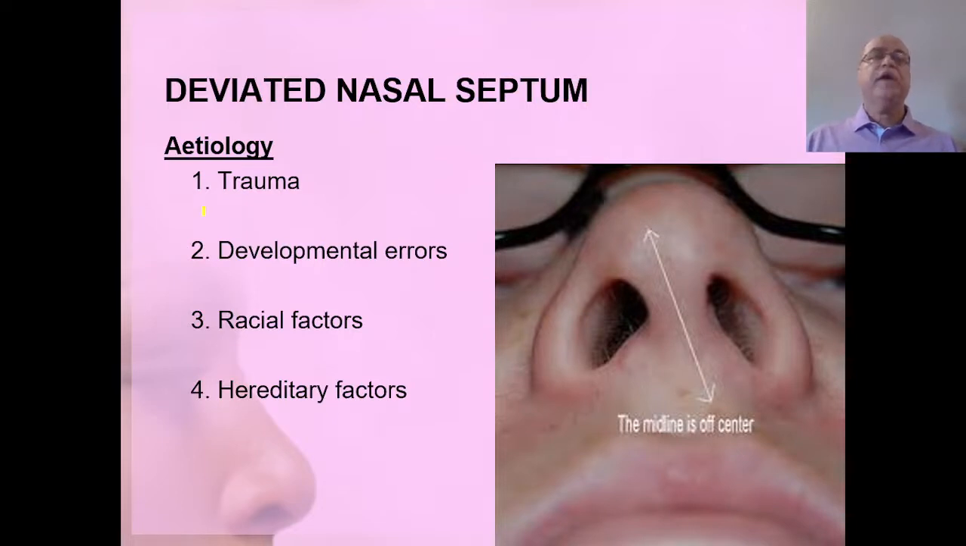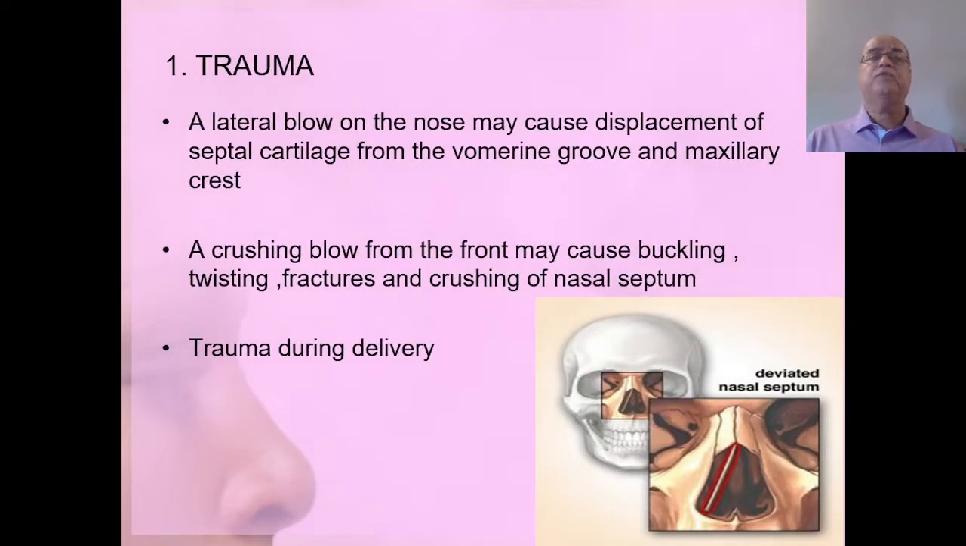Now, in etiological factors, trauma is the main etiological factor. This is an MCQ as well. They can ask you. All these can be etiological factors, like developmental errors, racial factors, or hereditary factors. But if you have to choose a single one, then this is the trauma. Now, what kind of trauma can it be? It can be different types of trauma.